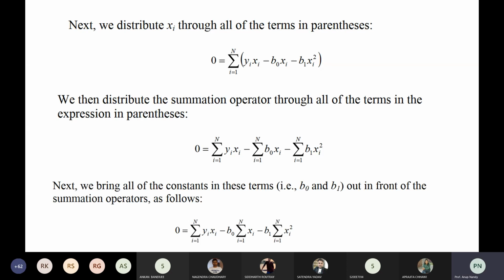Okay. Then we bring all the constants in these terms out front. So what are the constants in these terms? b0 and b1 come in front of the summation operator as follows. Like b0, okay, and b1, that is just simply moving them in front of each summation operator.